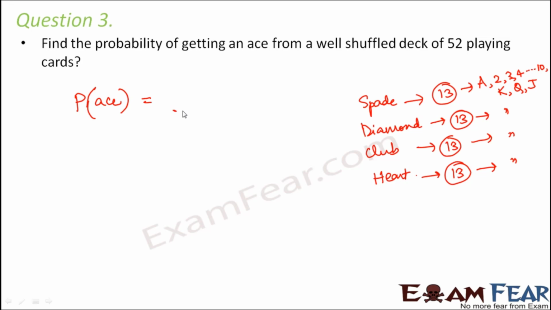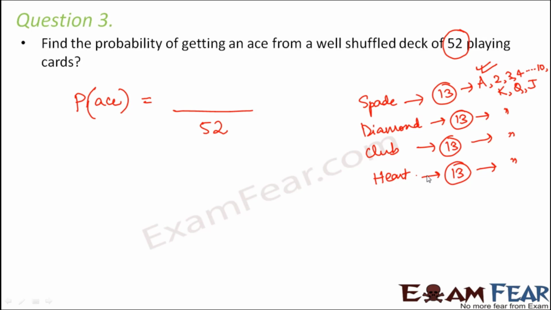Now, in order to find the probability of getting an ace, first of all, we will have to find out the total possible outcomes with 52 cards. Since you have 52 cards, the total possible outcomes will be 52. Now we have to find out the total possible outcome for an ace. So how many aces do you have in this pack of 52 cards?